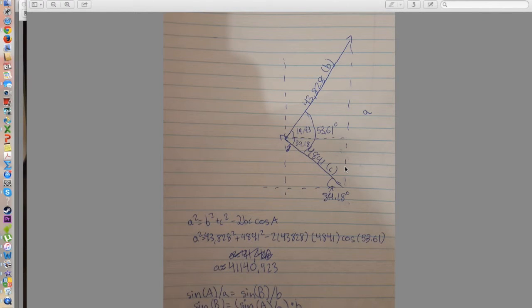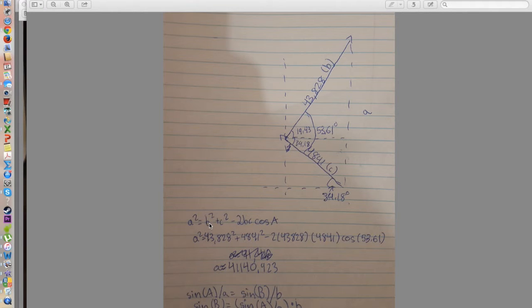So after we figured out the total momentum, we need to figure out the final momentum of the white car by using vector analysis. First we take the final momentum of the FedEx car, which is 4,841 kilograms meters per second at 34.18 degrees north of east. So we plot that. And then we plot the total momentum, which is 43,828, 19.43 degrees north of east. Then we combine and find out that this angle right here is 34.18 degrees by using alternate interior angles, and it becomes 53.61 degrees.